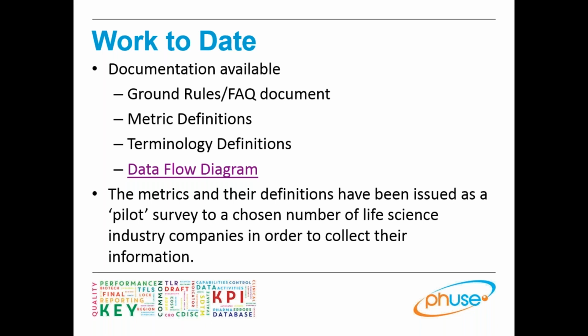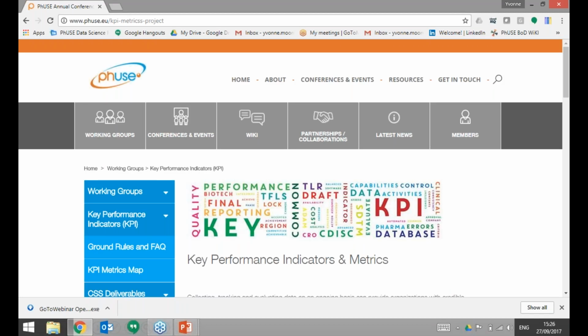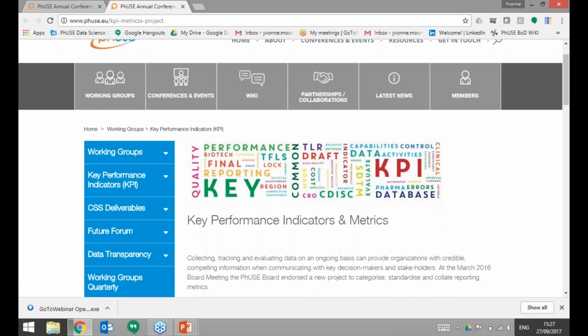So the documentation that's available is all available on the PhUSE website. We've got a ground rules and a frequently asked questions document that will help those being asked for the information to understand what the general consensus has been as to how we've put everything together, and some of the rationale behind why PhUSE are doing this. We've also got documentation that gives the definitions of the metrics. It gives some definitions on terminology, and then there's a data flow diagram that will help individuals to understand the data flow of the information that's being captured from a metrics perspective.